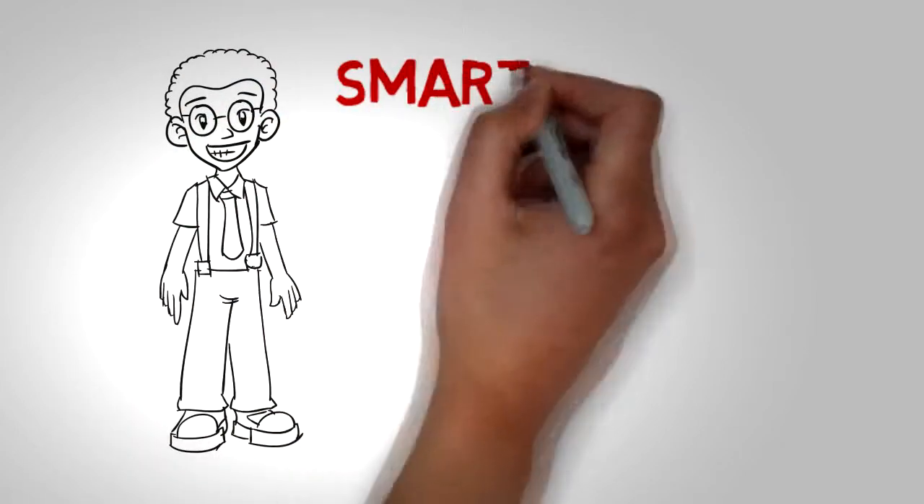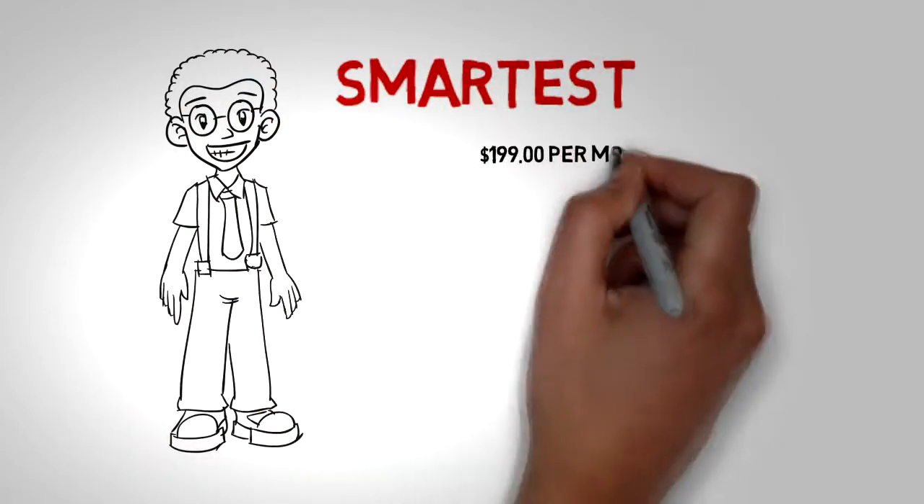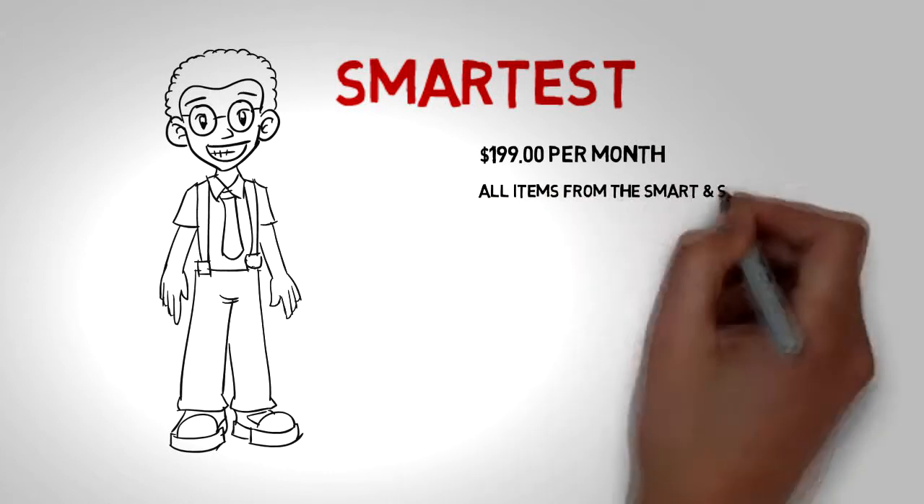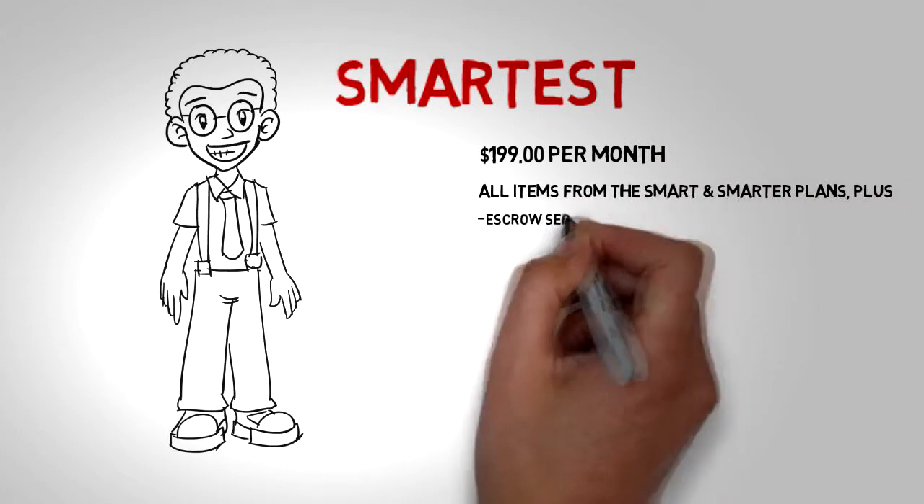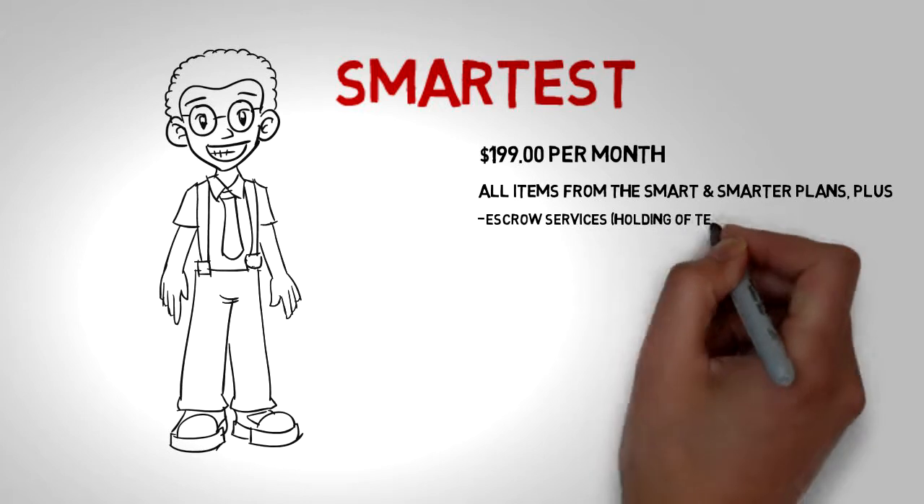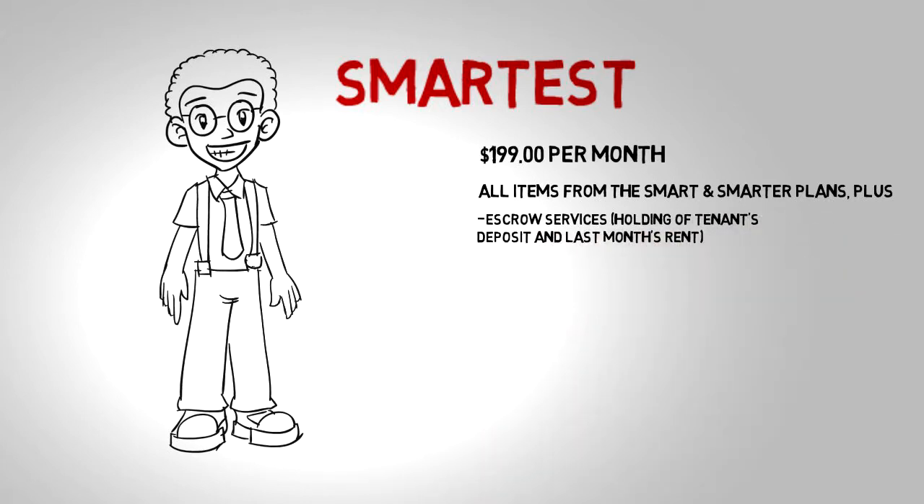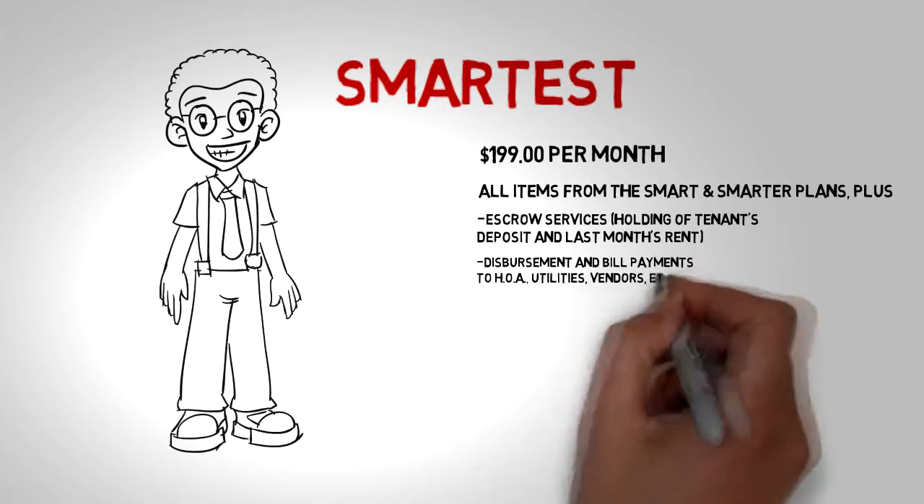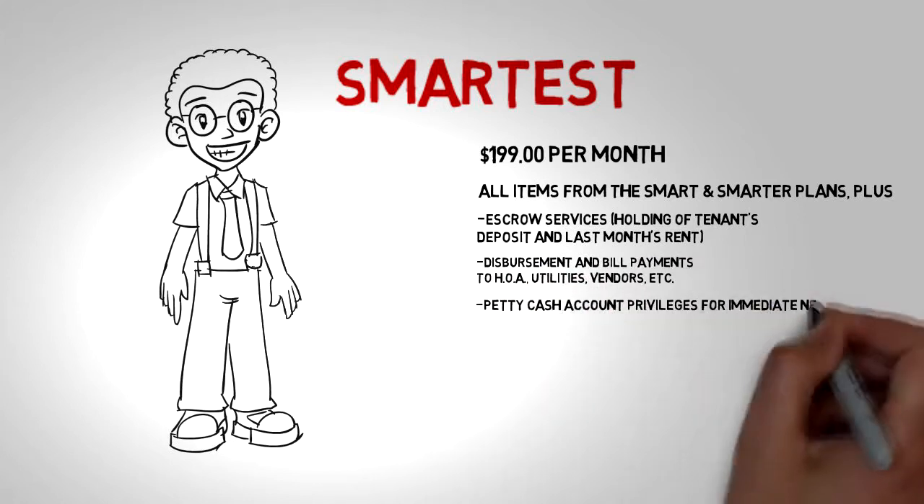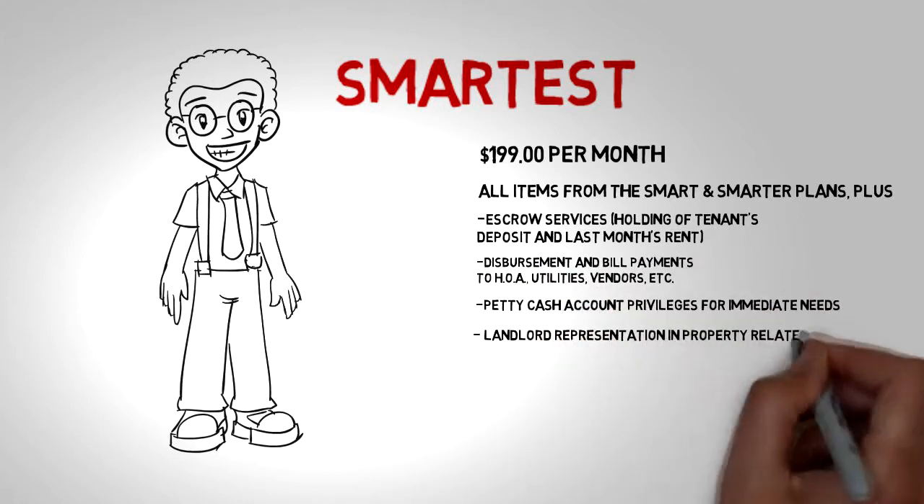With the Smartest plan at $199 a month, you receive all the items from the Smart and Smarter plans, plus you get escrow services for holding a tenant's deposit and last month's rent. We handle all of your disbursements of bill payments to HOA, utilities, vendors, etc. You get petty cash account privileges for immediate needs, and landlord representation in property-related matters.